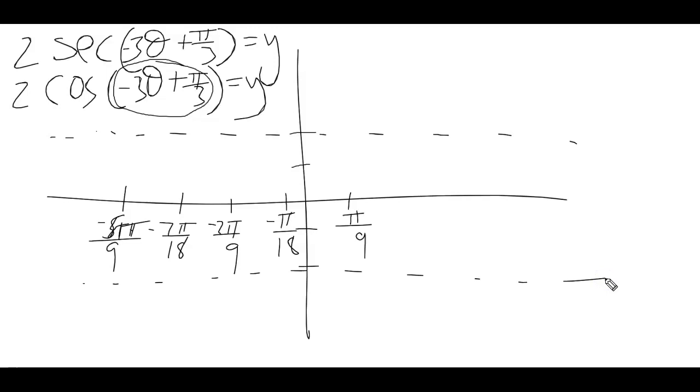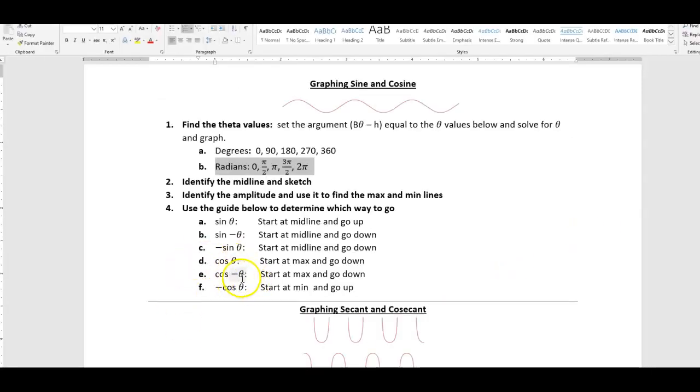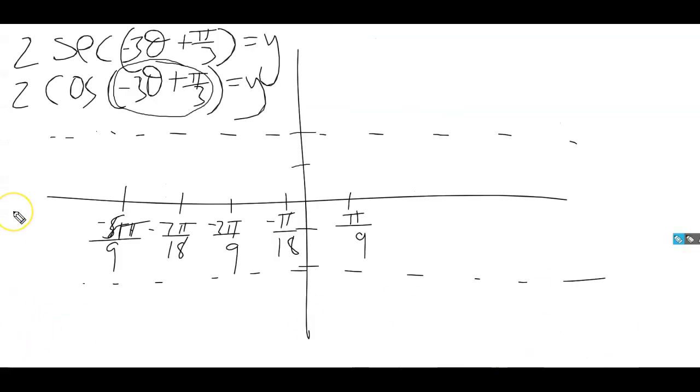And now we're dealing with cosine. Now, a cosine with a negative on the inside. Notice that we have a negative in front of our theta. Let's see what that does to our graph. It may not do anything or it may do something. Let's see. Whenever you have a negative in front of your cosine, you start at the maximum and you go down. So for negative 5 pi over 9, I'm going to start at the maximum, and then from there I'm going to go down. So my graph would look like this.